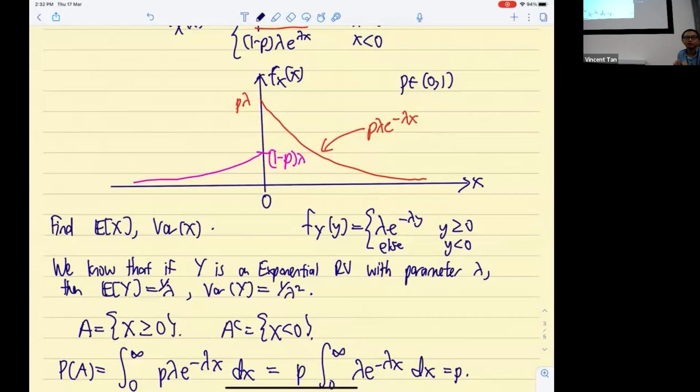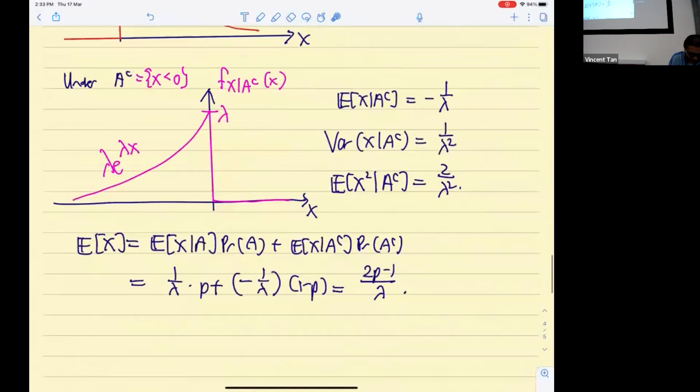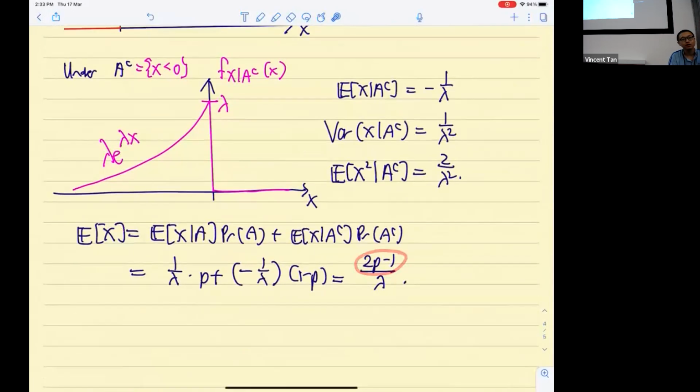Then this whole thing becomes symmetric, right? If p is half, then this level is the same as this level, right? So this part here will be pushed up, and the level will be equal to lambda over 2 here. Then it will be symmetric around 0, and the mean will be exactly 0 if p is half. And in our answer here, if p is half, this 2p minus 1 is also 0. So all my constants are correct, as they should be.